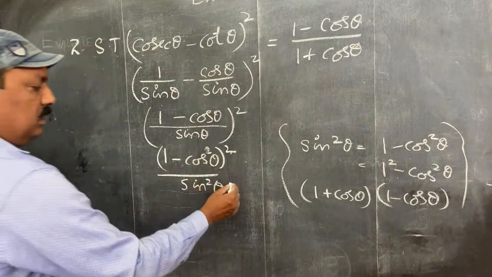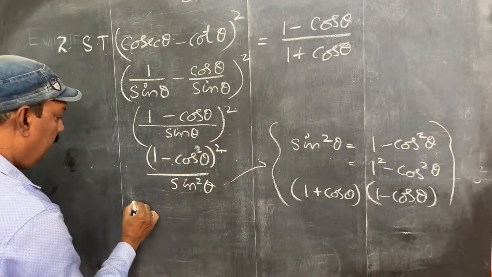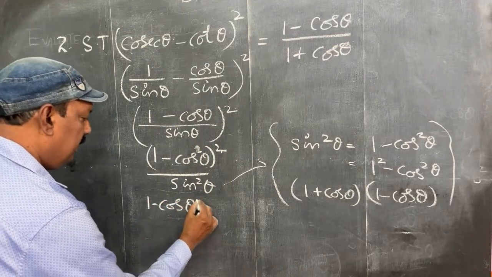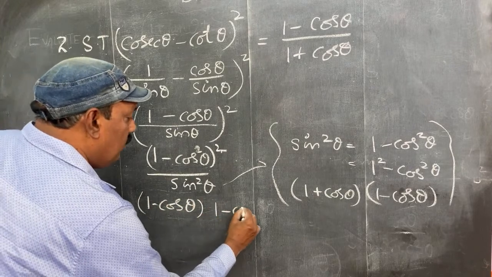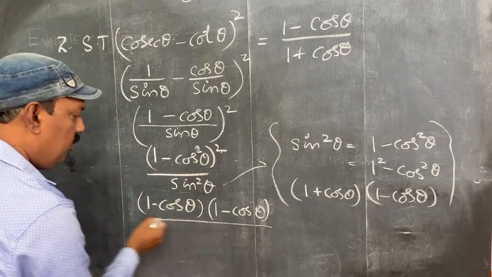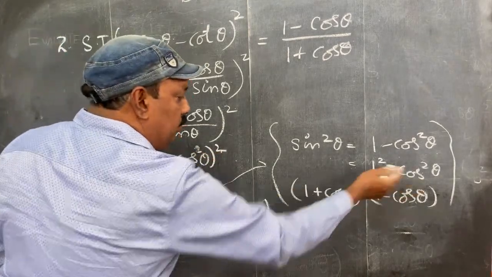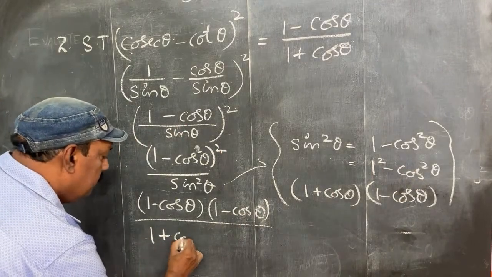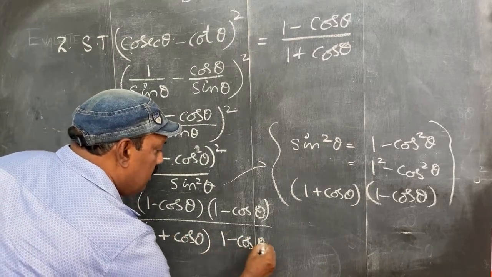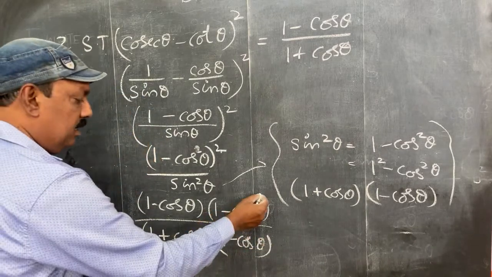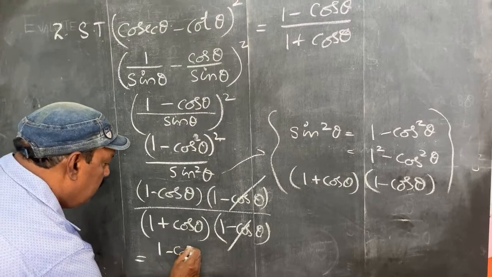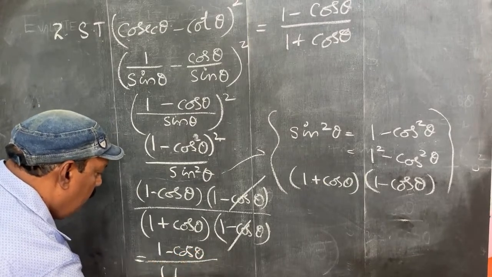Now this is the denominator that I checked here. Again you take the numerator, you convert this one as 1 minus cos theta, 1 minus cos theta, because it is 1 minus cos theta whole square. Now down, sin square theta I am converting to this form: 1 plus cos theta, 1 minus cos theta. So 1 minus cos theta, 1 minus cos theta going to get cancelled. The leftover is 1 minus cos theta by 1 plus cos theta.